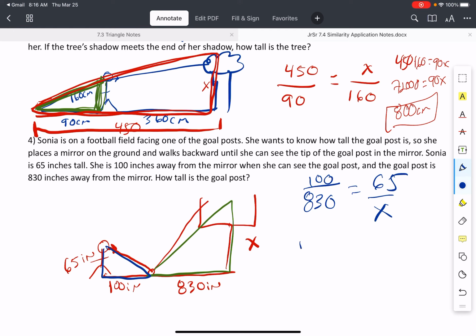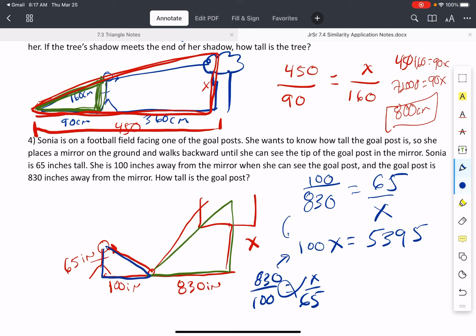And then I can cross multiply. Can someone do 830 times 65 for me? 830 times 65. Tyler, if you set yours up like this, then you're going to get the same thing after you cross multiply. If you want x on the top, after you cross multiply, you're still going to end up with this same thing. Does that make sense? 53950.